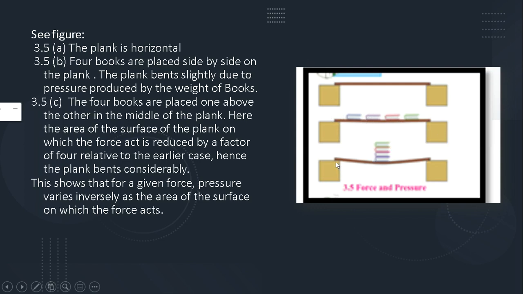In the third figure 3.5c, you observe that the 4 books are placed one above the other in the middle of the plank. Here the area of the surface of the plank on which the force acts is reduced by a factor of 4 relative to the earlier case, hence the plank bends considerably. This shows that for a given force, pressure varies inversely as the area of the surface on which the force acts.